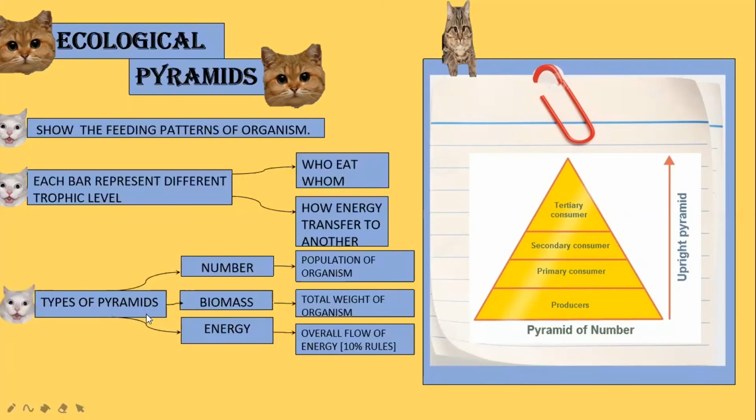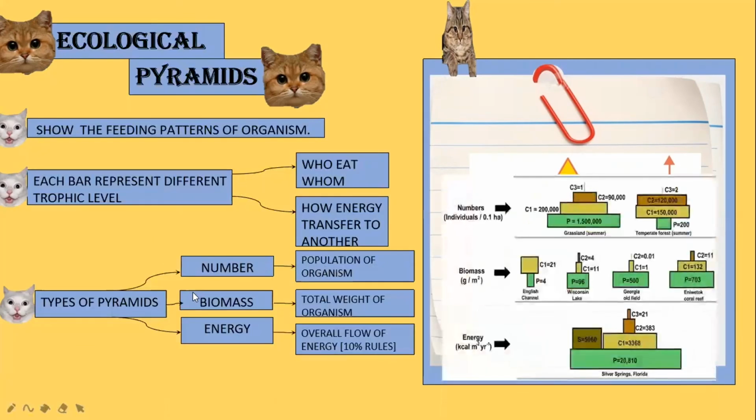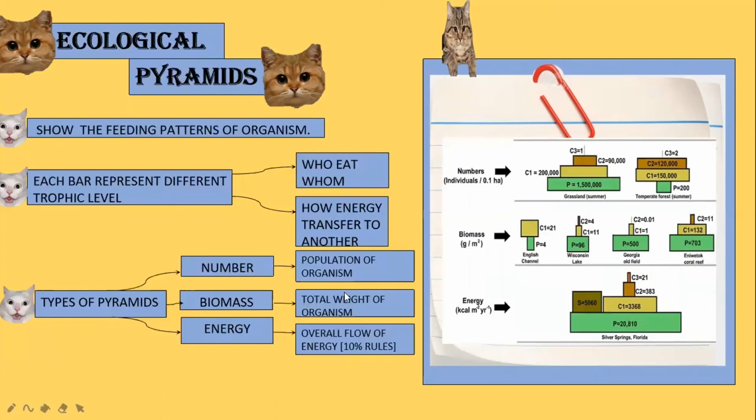And we have three types of pyramid. First, the numbers pyramid, based on the population of organisms. Biomass pyramid, based on the total weight of organisms, and energy pyramid, based on the overall flow of energy.